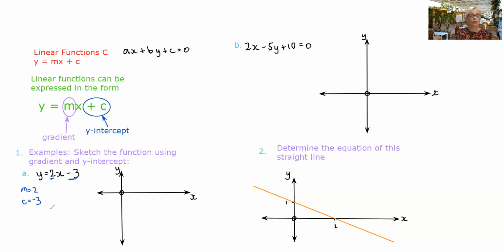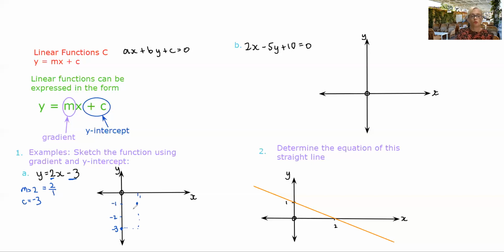Now, to plot it, you would start off by plotting your y-intercept down at -3. A gradient of 2 is really 2 over 1, isn't it? Or you could think of it as 4 over 2 or 6 over 3, whatever. So if you're using 2 over 1, you want to have a run of 1 and a rise of 2 before you get to your next point.